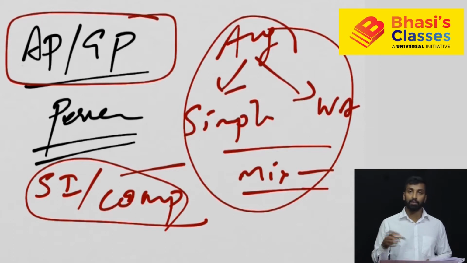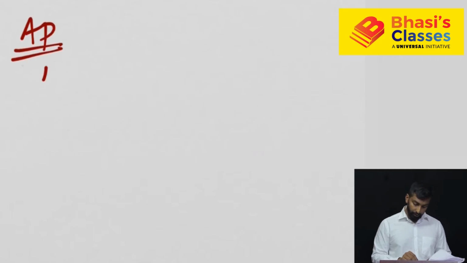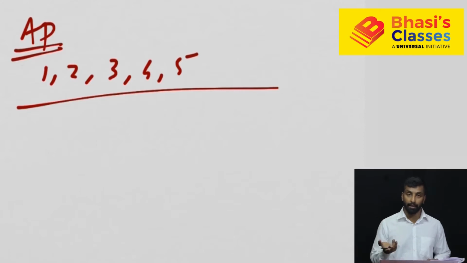We'll also look into the previous CAT questions as well as the possible questions which can be asked, and we'll also take some of the difficult questions also. So I'll start off with AP. What is AP? Like if you write 1, 2, 3, 4, 5, if you write the first 10 natural numbers, it is an AP, right?